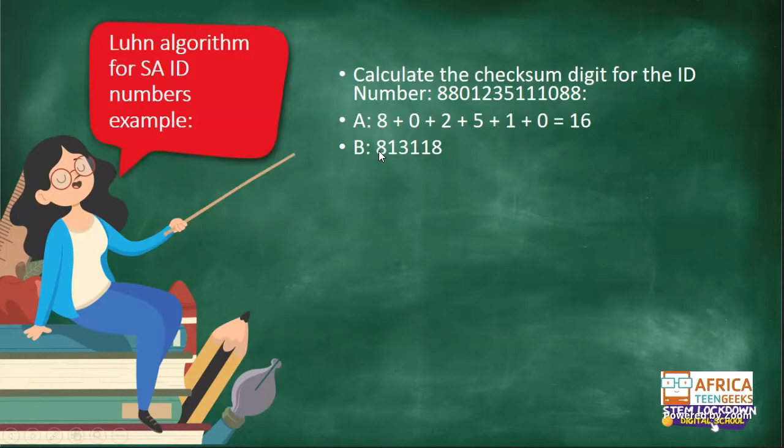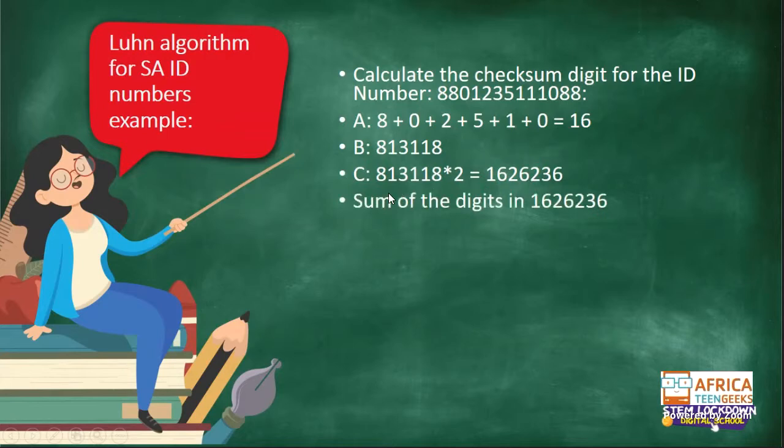Then we take B and we take the even numbered ones and we concatenate them. See the 8, 1, 3, 1, 1, 8. Then we multiply it by 2. So there we go. That's the multiplication by 2. And then we also summed those digits. So we said 1 plus 6 plus 2 plus 6 plus 2 plus 3 plus 6. And we store that finally into C, okay, which is 26. So I've got an A that's 16 and a C that is 26. And then for D, I sum A and C and I get to 42.